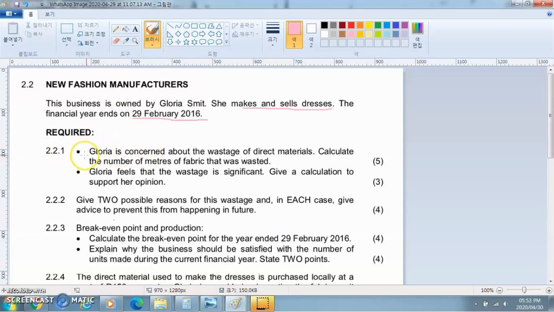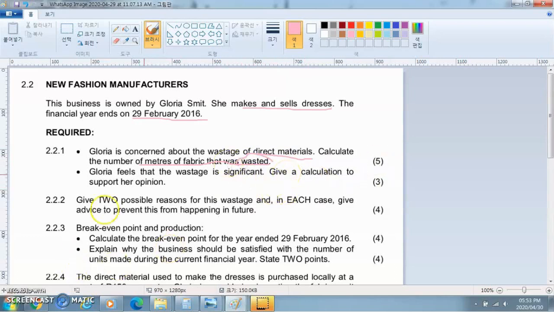What is the required? They're saying Gloria is concerned about the wastage of direct material. We need to calculate the number of meters of fabric that was wasted. So basically, what are they looking for in this question? They need us to calculate the meters of waste, right? Just the meters of the waste.